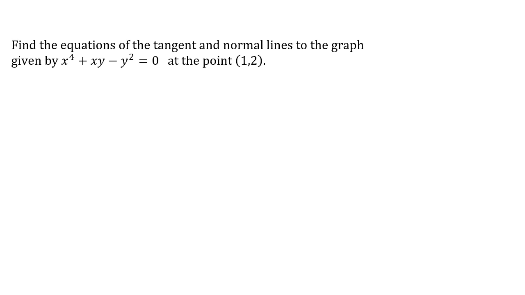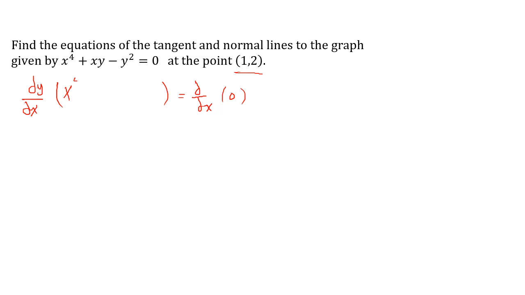Find the equation of the tangent and the normal to the curve given by x to the power 4 plus xy minus y squared is equal to 0 at the point 1 and 2. We know that the first step we should find is dy by dx, and to find dy by dx we should differentiate the left hand side and the right hand side.